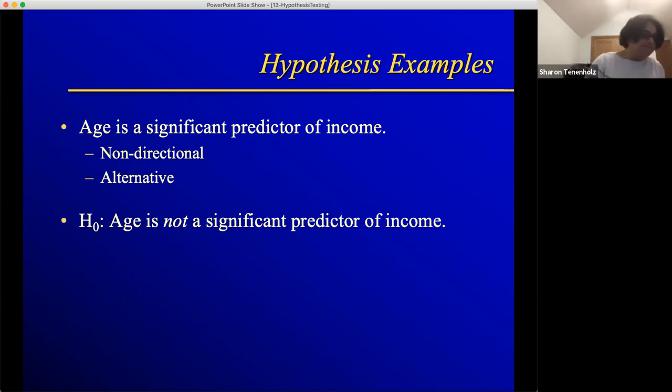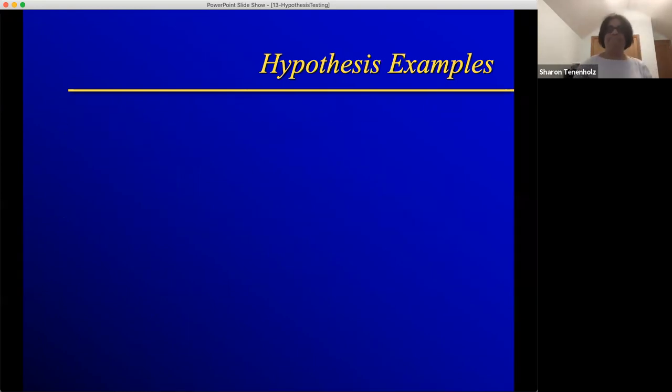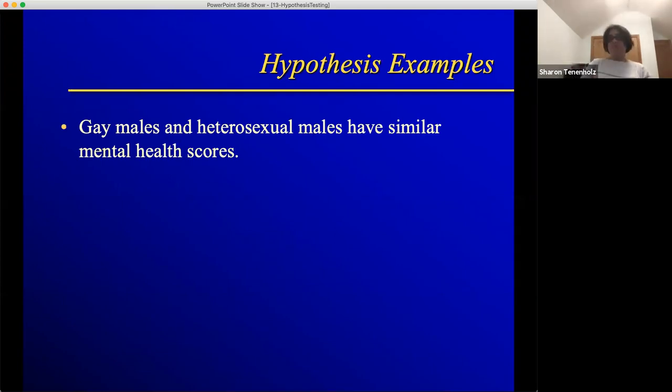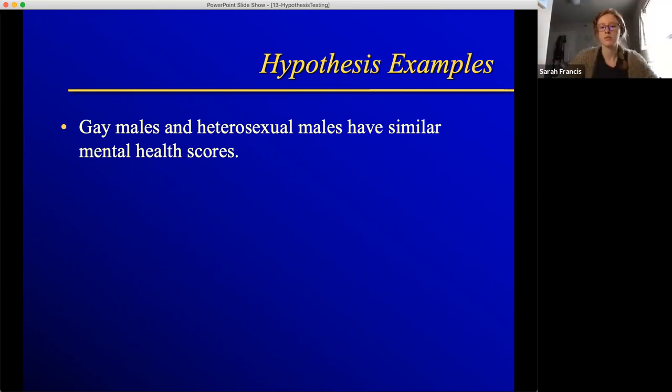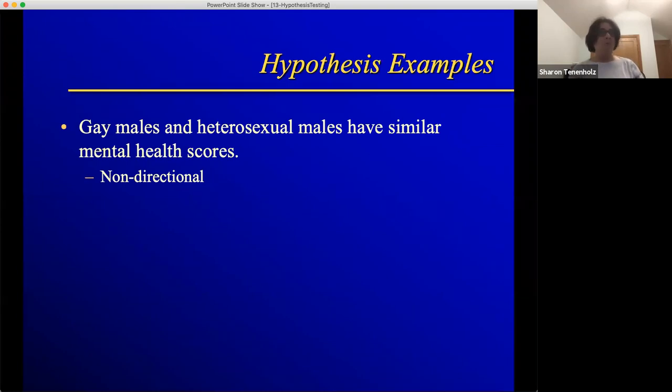Let's do a second one. Gay males and heterosexual males have similar mental health scores. Is this directional or non-directional? Non-directional. Thank you, Sarah. This is non-directional. We're not saying that gay males have higher mental health scores. We're not saying that gay males have lower mental health scores. There's no direction predicted here, just that they are similar.